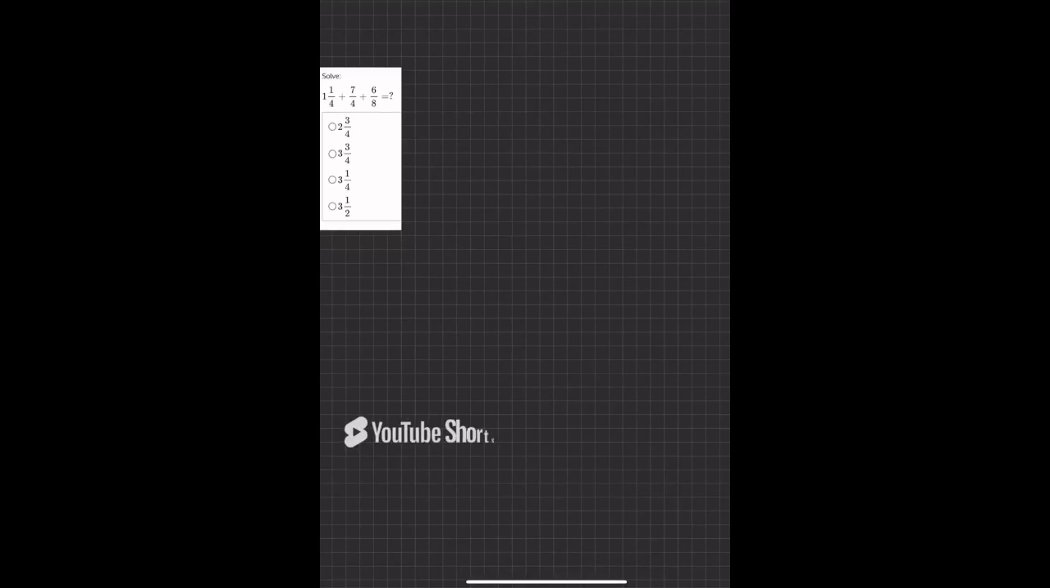Alright, so in this problem, we're asked to add three fractions together. Now, as you can tell, the first fraction is actually a mixed number. We have 1 and 1 fourth. I think the easiest way to solve this would just be to separate the 1 and 1 fourth. We have 1 plus 1 fourth, which is the same as saying 1 and 1 fourth. And then we'll add our 7 over 4.